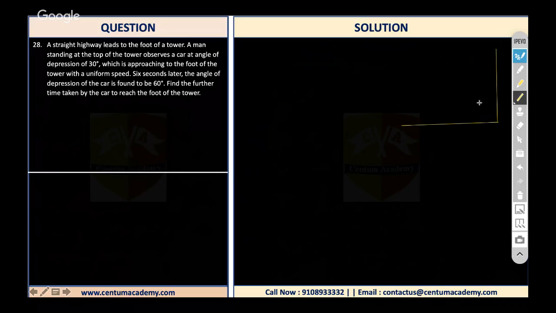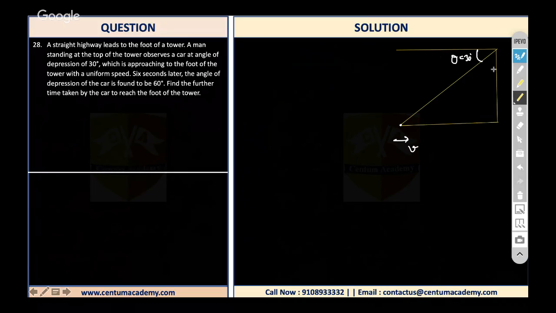So hence, I have to probably take this as 30 degrees. Okay, 30 degrees. And then I have to also make a vertical line, a horizontal line, which is at an angle of 30 degrees. This is theta. Theta is 30 degrees. Okay, next is the car. This is a car here. There is a car which is moving with a uniform speed, approaching the foot of the tower. 6 seconds later, the angle of depression of the car is found to be 60 degrees.